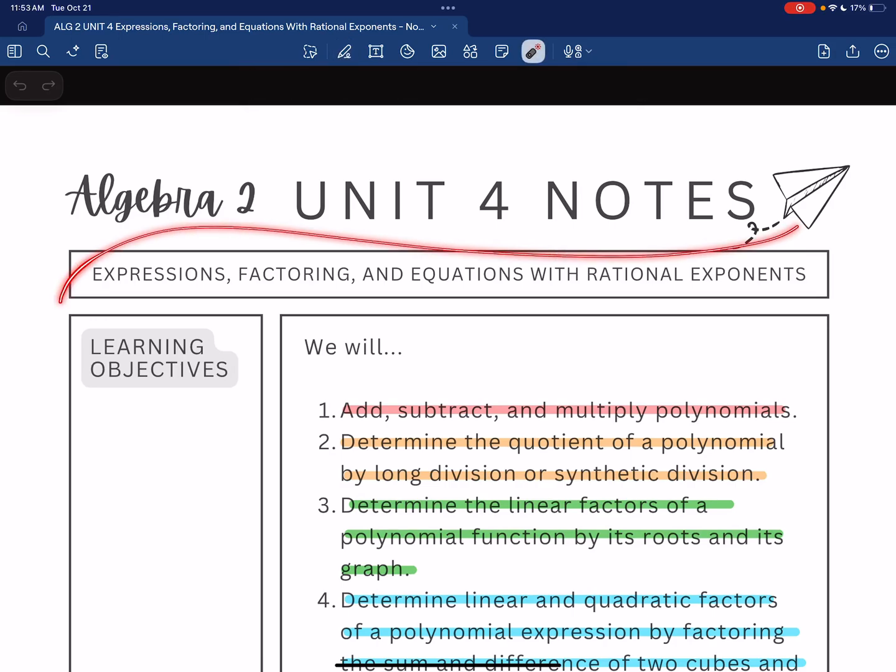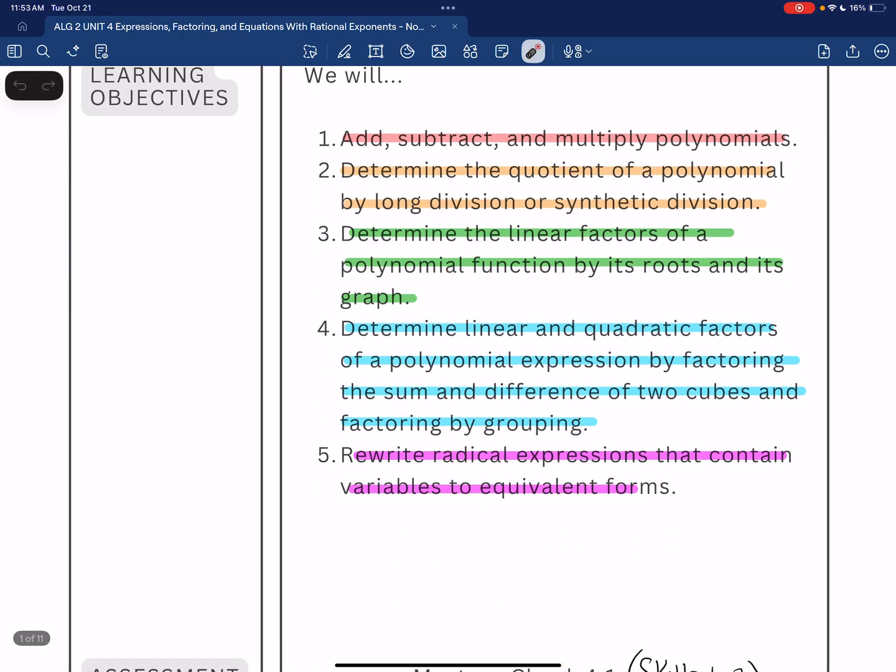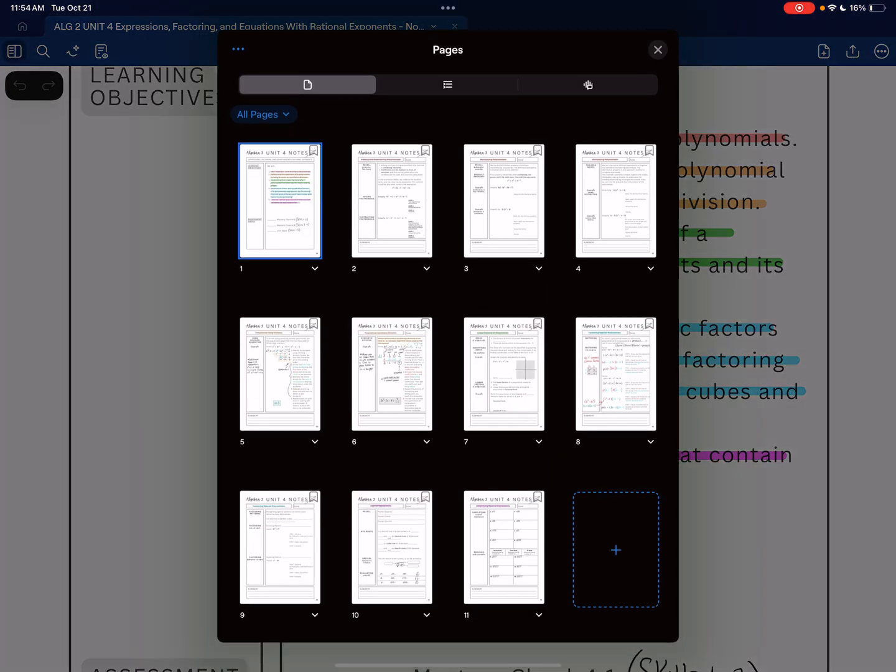We are in our Algebra 2, Unit 4, looking at expressions, factoring, and equations with rational exponents. And in this Part 2 video, we are looking at determining the linear factors and quadratic factors of a polynomial expression by factoring, specifically the sum and difference of two cubes. So let's go ahead and get started there.